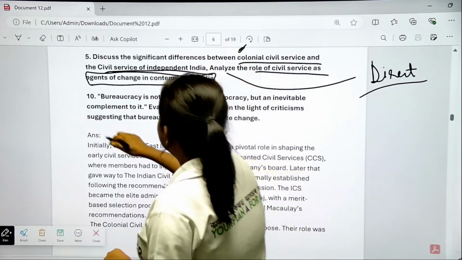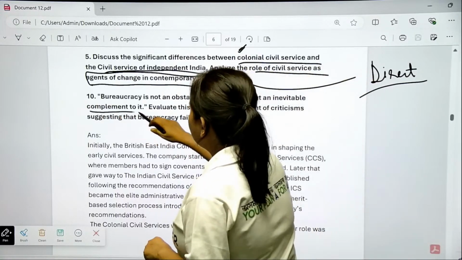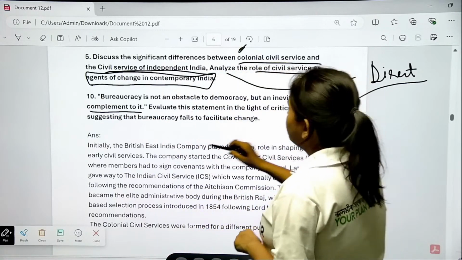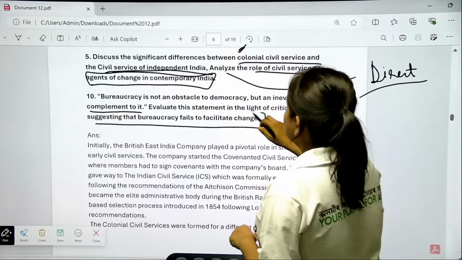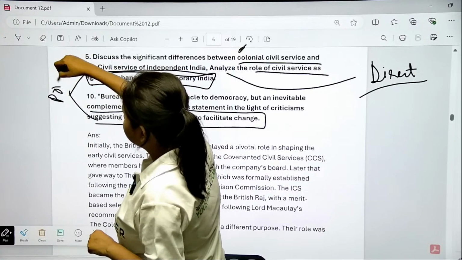Also question number 10: bureaucracy is not an obstacle to democracy but an inevitable complement to it. Evaluate this statement in the light of criticism suggesting the bureaucracy fails to facilitate changes. The matter is the same, but the language and point of view are different.